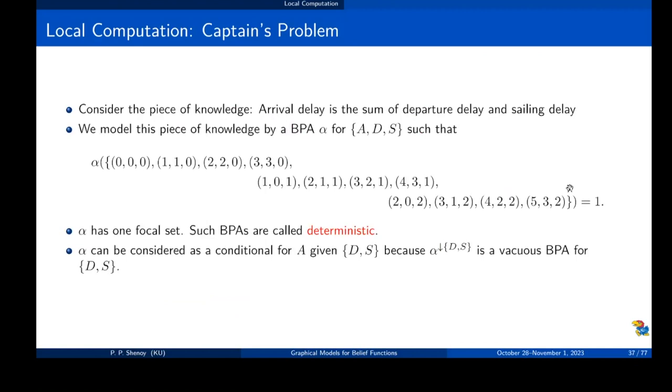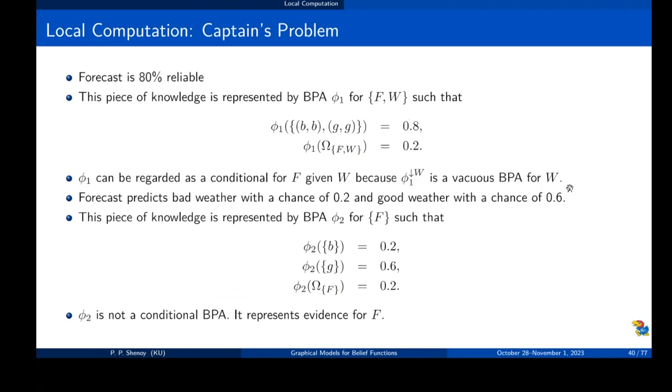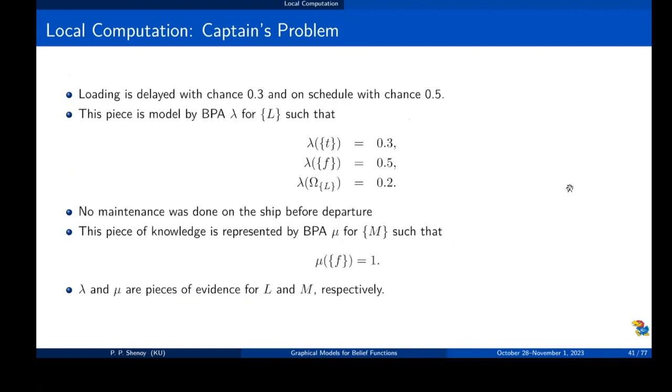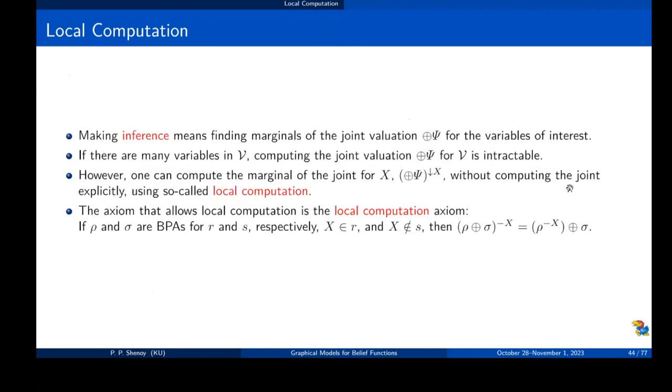Why? Because if I remove the first digit in all of this, I get something that's vacuous. Every possibility for D and S is included. So that's why it's conditional. Okay, it's vacuous. So I'm going to skip most of this. I'll skip all this. I want to get to the main point.